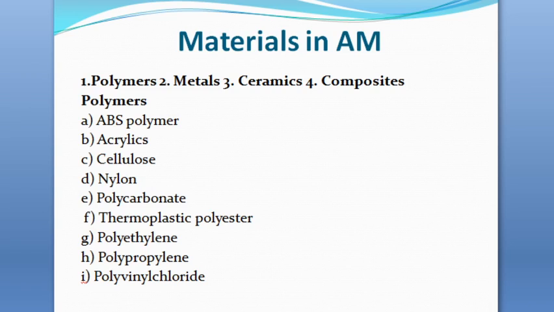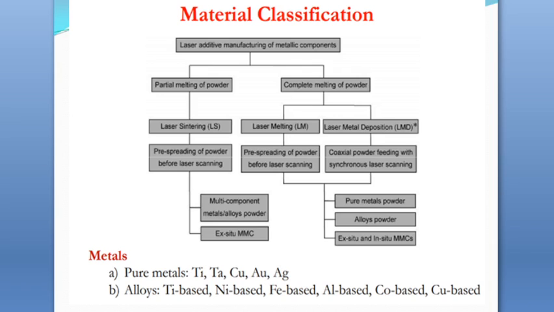Metals can also be used in the AM process. Pure metals like titanium, tantalum, copper, gold and silver. Alloys: titanium-based alloys, nickel-based, ferrous-based, aluminium-based, cobalt-based and copper-based metals are also used in AM, in the sintering process, SLS.